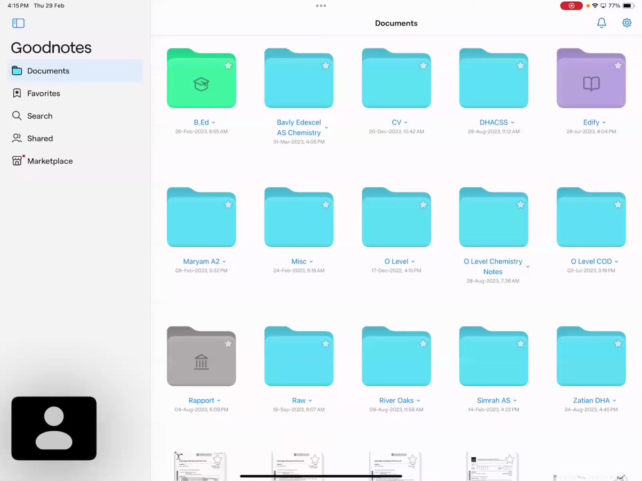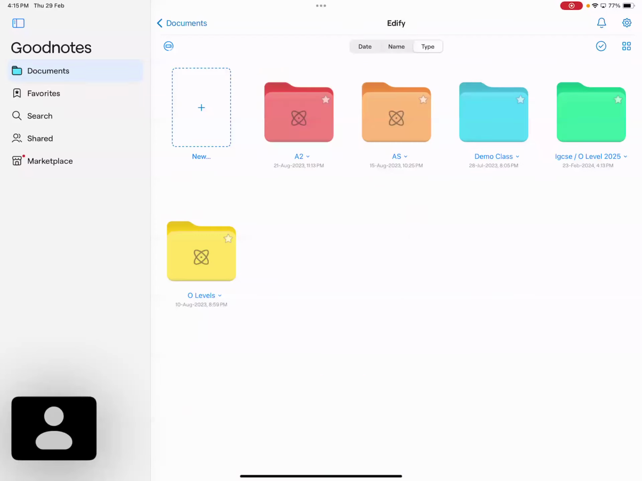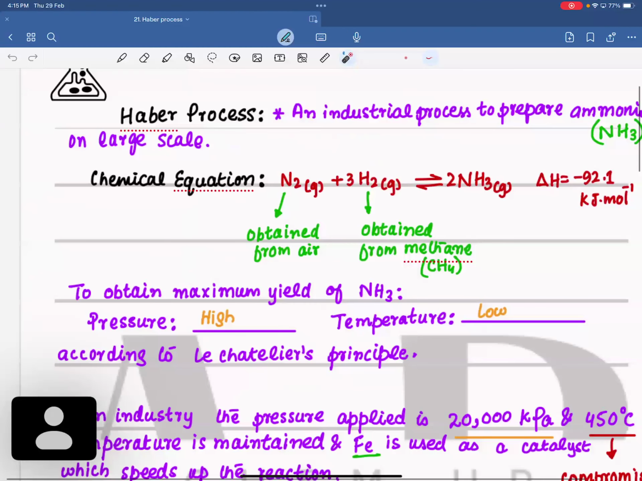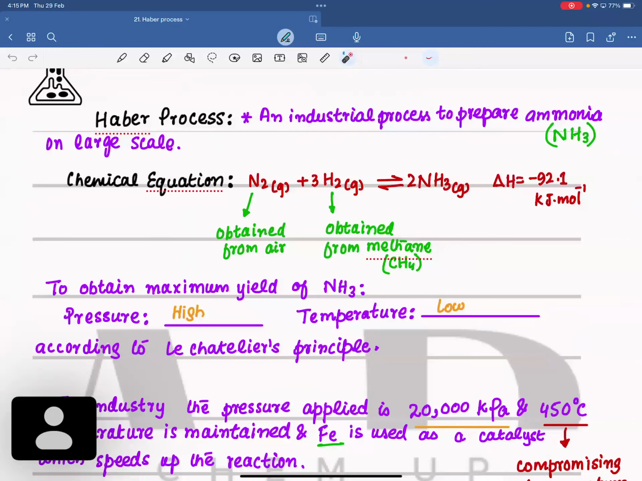Do the Haber process. Let's look at it. Basically, it is the industrial preparation of ammonia. In industries, ammonia is actually prepared on a large scale by the Haber process.